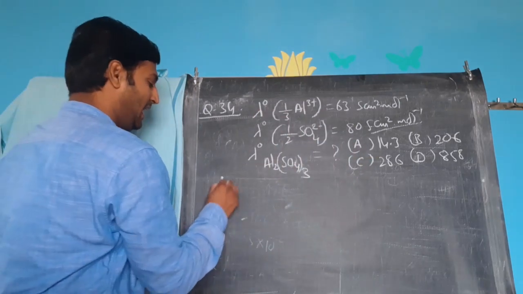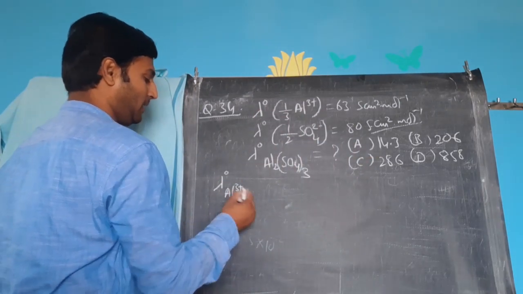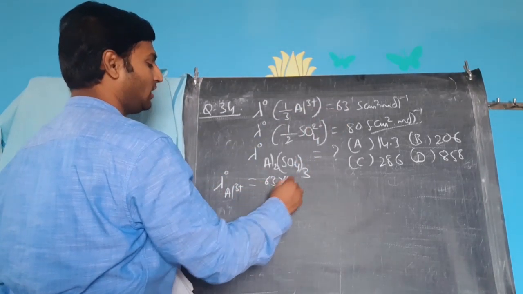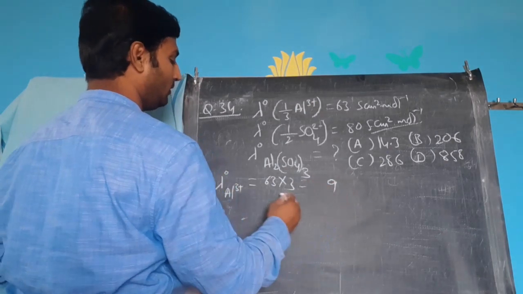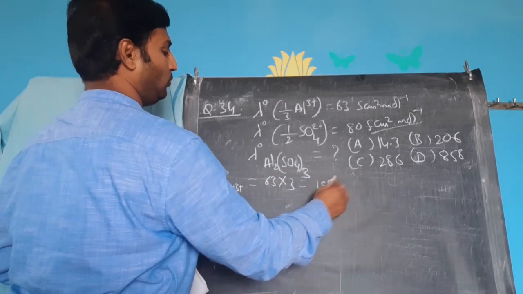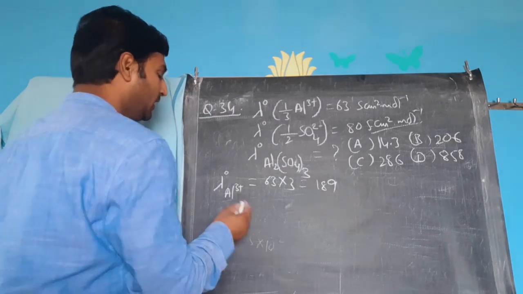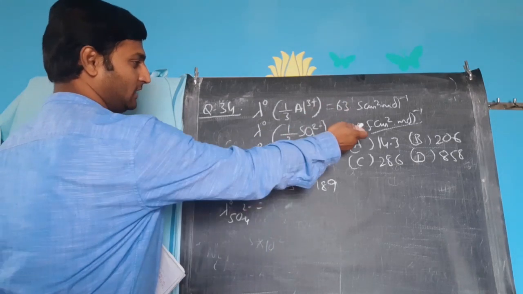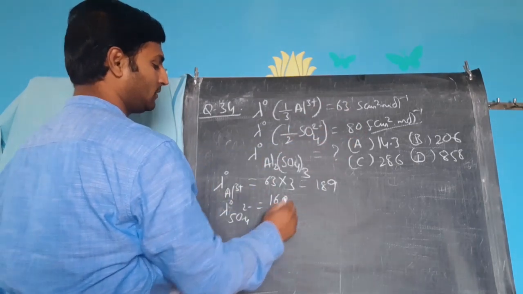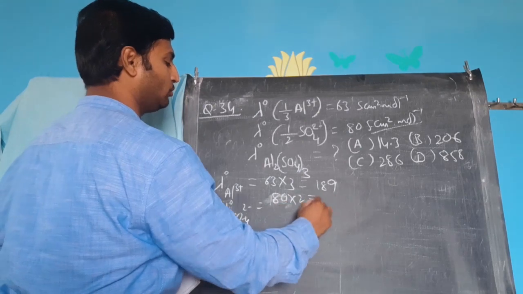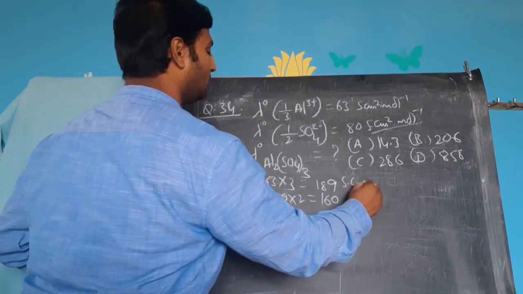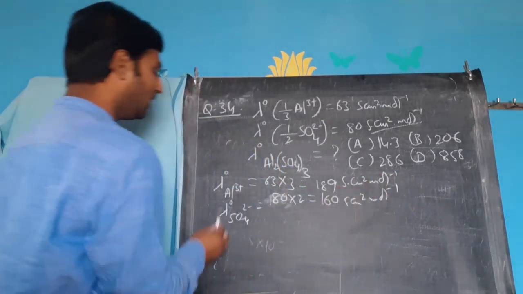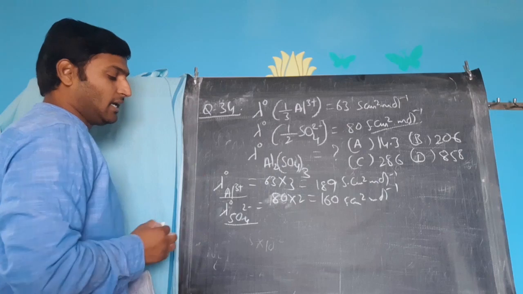So lambda naught of Al3+ will be equal to, for 1/3 it is 63, so for whole of it will be 63 into 3, 189. Okay. Then lambda naught for half of sulfate is given, that is 80, full of it will be 80 into 2, so 160 Siemens centimeter square mole inverse. Now we got ionic conductances for aluminum cation and sulfate anion.